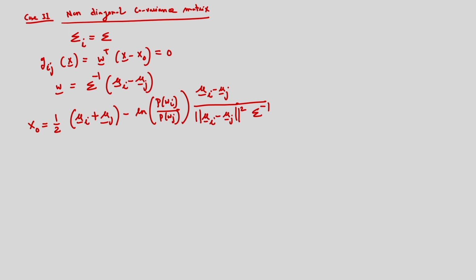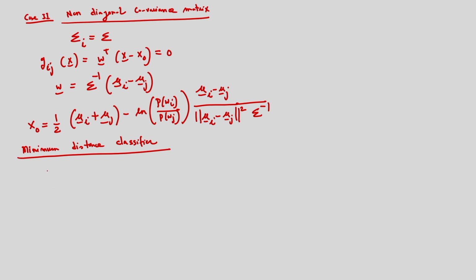That is the case for the non-diagonal covariance matrix. Now let us consider the concept of the minimum distance classifier. So what is the minimum distance classifier?